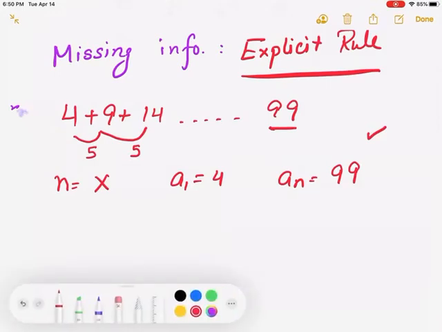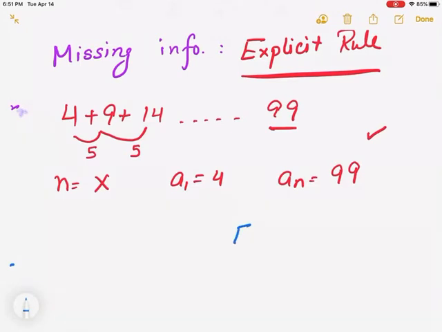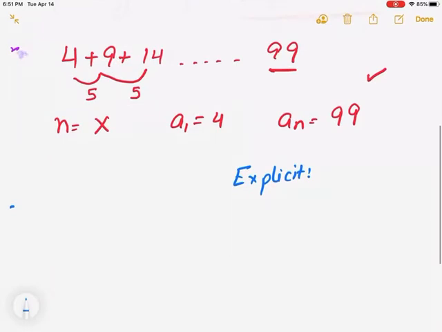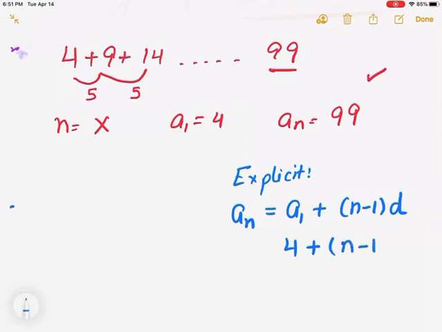This is where you need to go back to the explicit rule first. I hope you remember how to write the explicit rule. It's an, the term you're solving for, equals a1 plus (n minus 1) times the difference. So a1 is the first term, which is 4, plus (n minus 1), where n is missing, times the difference, which is 5. Now, an means the last term, or the term you're solving for. In this problem, you already know the last term.